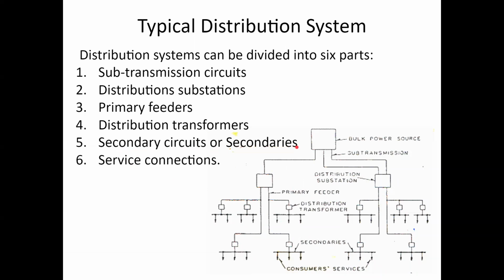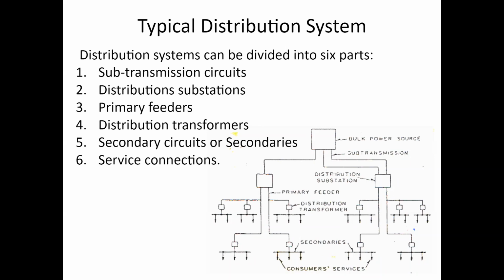These secondaries will be passing nearby the roads, nearby your houses. They pass in front of every house, not connected to the house, through overhead small poles, or in our area it is underground. Underground, at the sides of the road, there is a trench. Through that trench, these cables are passing. That is the secondary. It will be at our voltage, 110, 220 or 208, that lower voltage.